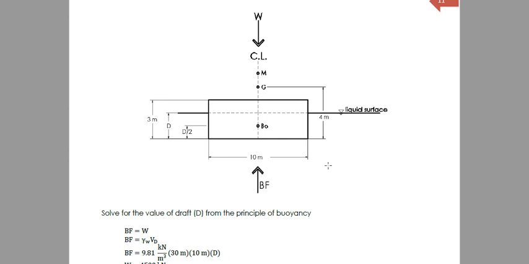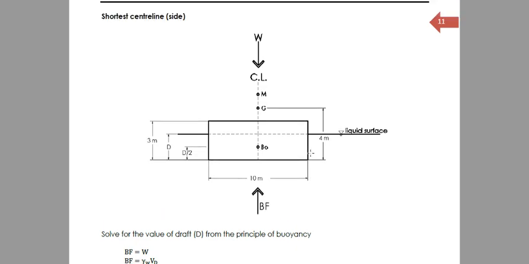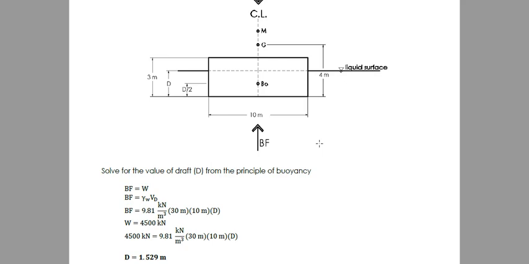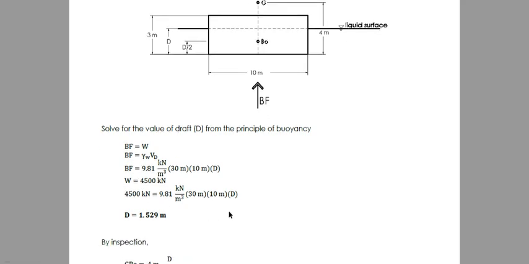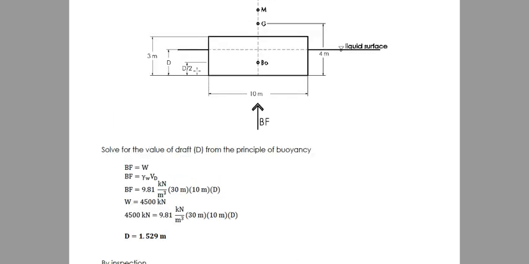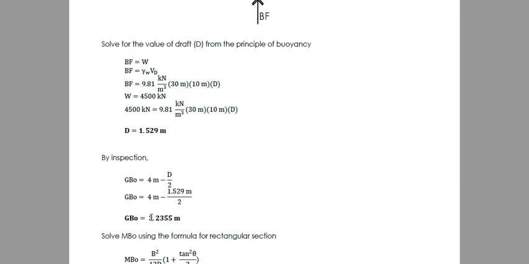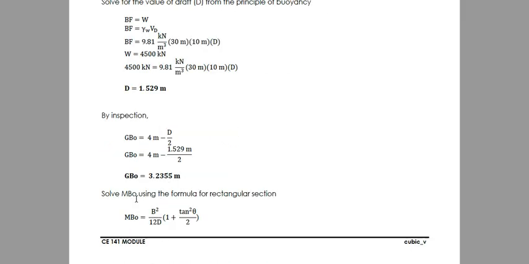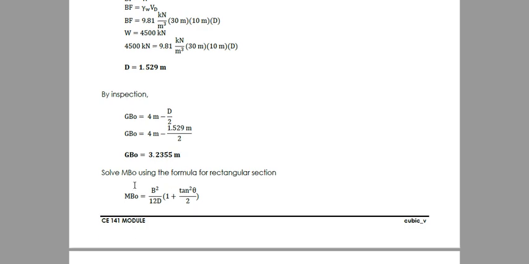Okay, now let's consider the shortest center line, the short side of the barge. So our width B is 10 meters. The location of the center of gravity is the same, 4 meters from the bottom of the barge. And the draft, of course, is the same as the one solved earlier; the draft on the short side is the same, with the same solution. The center of buoyancy is still located at D over 2 from the bottom of the barge. So by inspection, we solve for GBO. It is 4 meters minus D over 2, so we have a value of GBO equal to 3.2355 meters. Then solve for MBO.